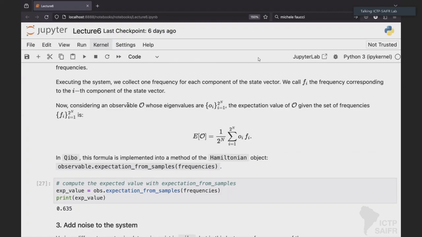Okay, so it's 3. I would suggest to do the first break now, and then we reconvene at 3:20 with the noise, by adding noise to the system.